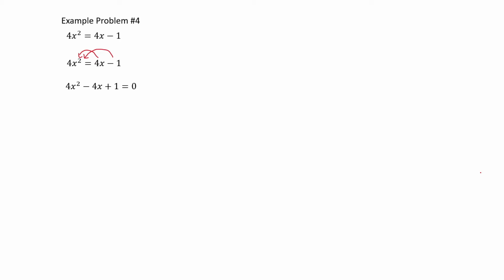Since the 4x is positive, if we move it to the other side, this will be negative, and the negative will be positive, just like this. So 4x squared minus 4x plus 1. And we know the ABC constants: A equals 4, B is negative 4, and C is 1.